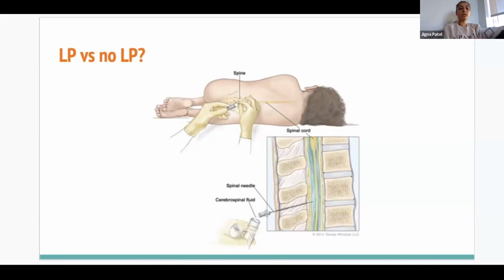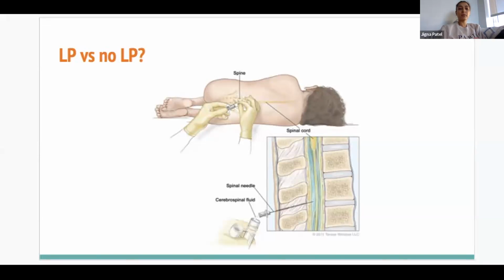LP though is the initial element and one of the elements in the diagnosis of increased intracranial hypertension. So if the neuroimaging does not reveal any sort of structural etiology behind the intracranial hypertension, then an LP should be performed and you must document an opening pressure. The CSF should also be sent for analysis to exclude any sort of other conditions.